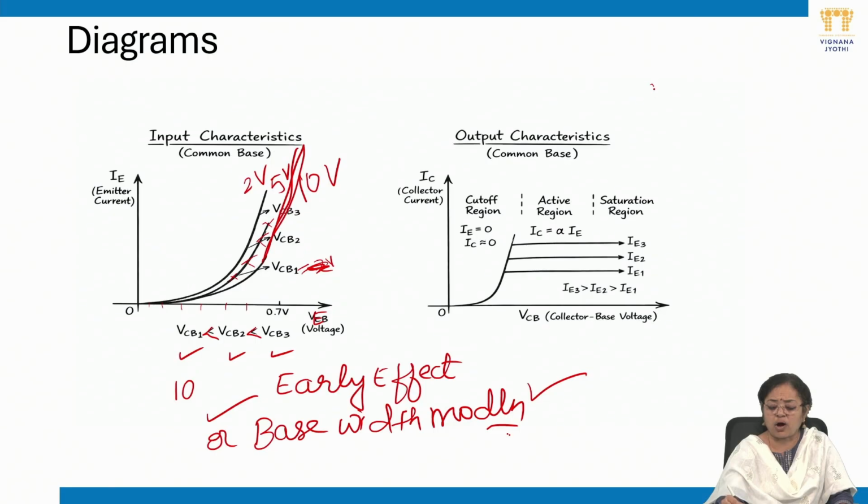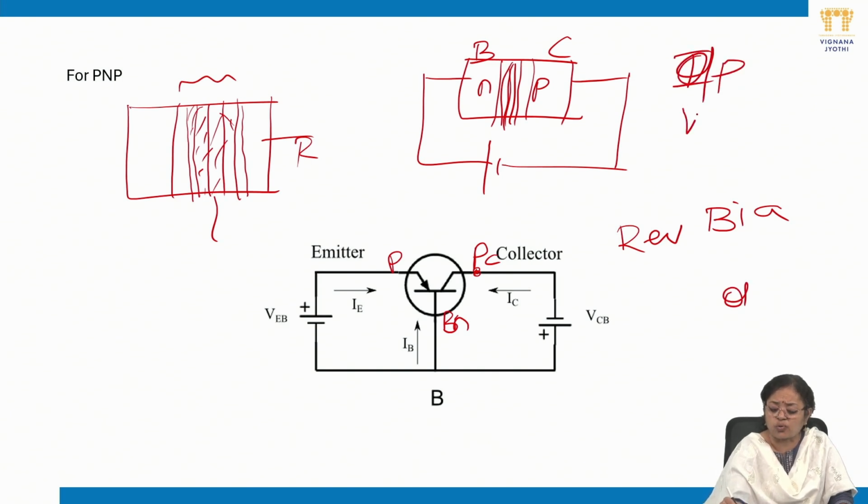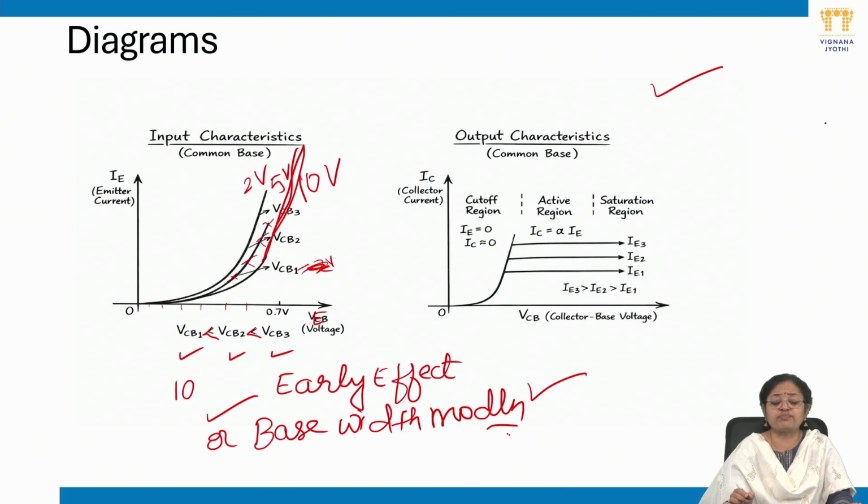Similarly, if we obtain the output characteristics for the common base, we can observe that the output current is IC and the output voltage is VCB. See the terminals here, this is collector and this is base. Hence, the output characteristics is between the output voltage VCB and the output current IC. You can observe in this characteristics, this is VCB on the x-axis and IC on the y-axis.